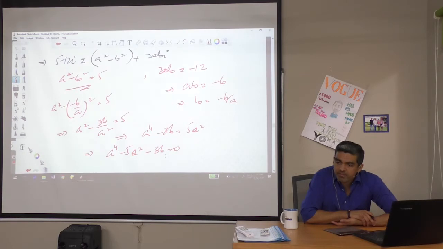I hope you're getting this. Now don't get started with the a power 4 because it's a disguised quadratic. There's an a power 4, there's an a square. So clearly it's a disguised quadratic, we can easily solve it.